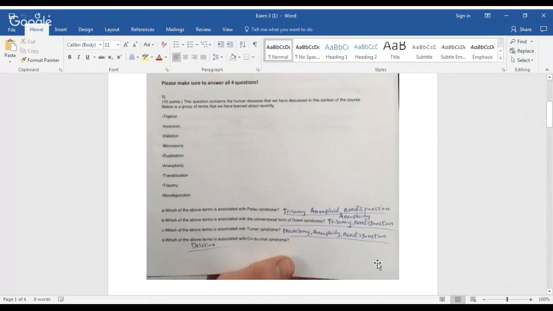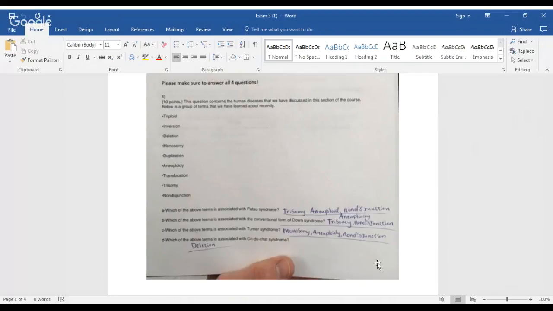So the first question, part A, is which of the above is associated with Patau syndrome? And that is a trisomy, aneuploid, non-disjunction. For part B, which of the terms is associated with a conventional form of Down syndrome? It is trisomy, aneuploidy, non-disjunction.